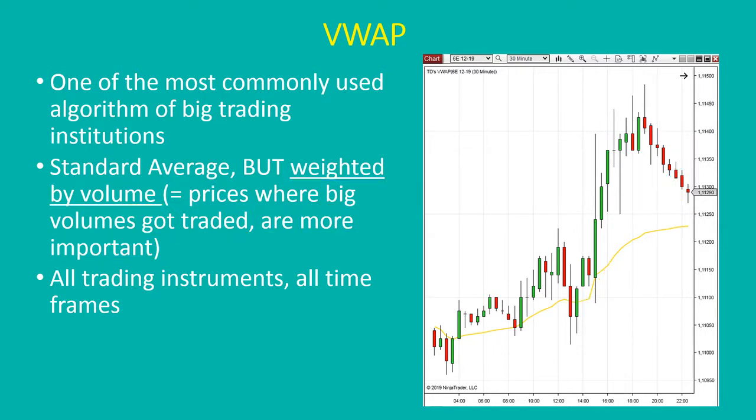Now, what I also like about VWAP is that you can use it for all trading instruments. You can use it for forex, for futures, for stocks, for metals. It doesn't matter. It's a very versatile tool. And you can also use it on all time frames, which is very handy. You can use it for intraday trading, for swing trading, for long-term investments. So in other words, VWAP is a very versatile tool which you can use in your trading. Doesn't matter how you trade.